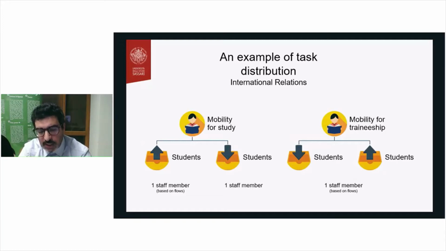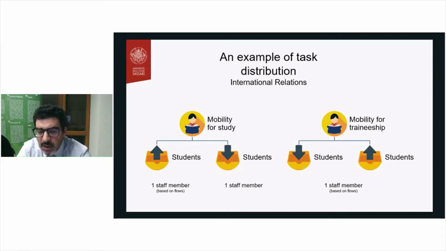The idea was to make sure that students perceived that mobility for study was not something disconnected from the activities that they were carrying out during their university careers. So mobility has become fully part of the educational pathway of a student. And so the reason why they go abroad, for study or for traineeship, does not make any difference in the management of the student per se. As you can imagine, we are a medium-sized university, so we managed to carry out this activity with three staff members, but depending on the flows, maybe you will need more or less people.